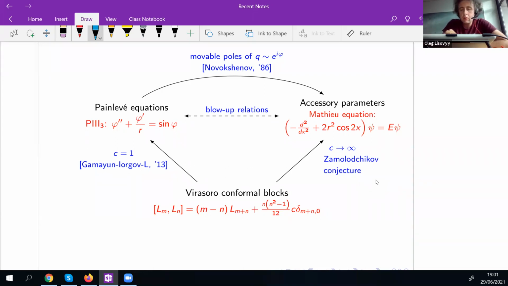Now the relation between Painlevé 3 and Mathieu, this story about movable zeros and poles, can be transformed into very concrete identities relating these two types of conformal blocks. And it turns out that these identities can be seen as a quasi-classical variant of the so-called Nakajima-Yoshioka blow-up relations.